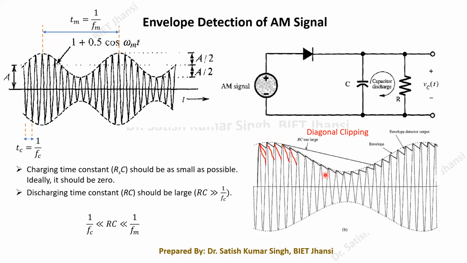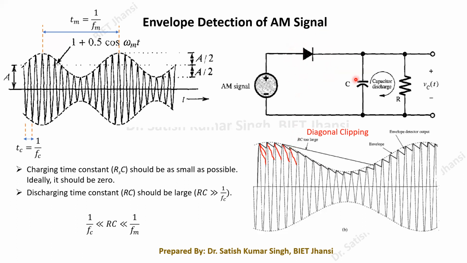But if it is too large, then once again try to understand: when it is charged up to this point, and the discharging time is too large, it will be discharging very slowly. It is never able to follow these peak points, because whenever the next peak comes, it has discharged only up to a certain value which is still greater than the peak value of this AM signal. So this diode will never turn on, because it remains in reverse bias.